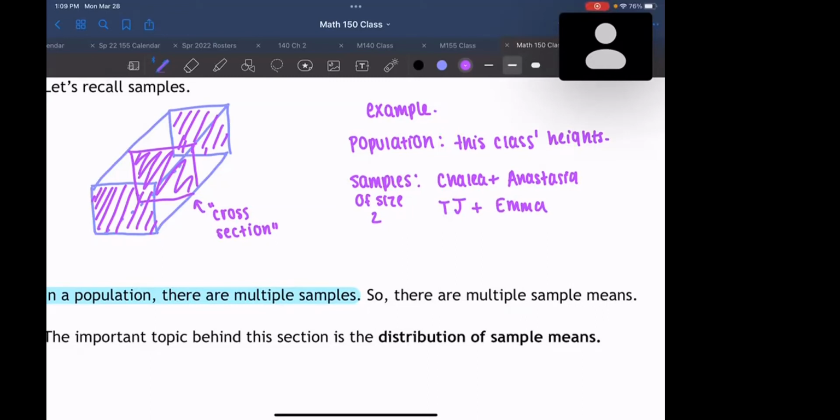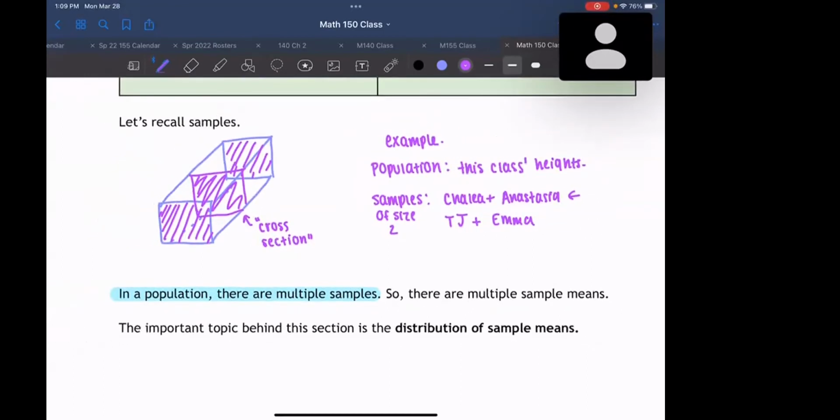Okay, and for each of these, I could find the sample mean of Shalea and Anastasia, the sample mean of TJ and Emma, right? I could take the mean of their 2 heights. So in a population, we have multiple different types of samples that we can take out. And there's going to be a sample mean for every different type of sample we take out, right? Shalea and Anastasia are going to have a different sample mean than TJ.